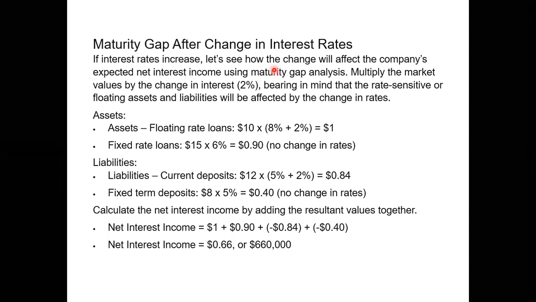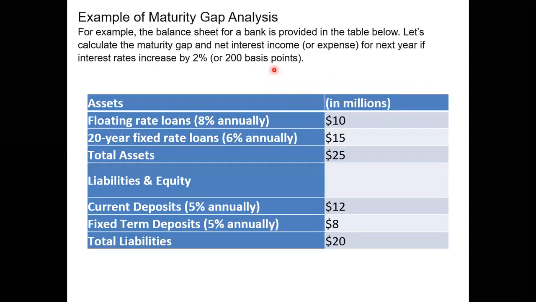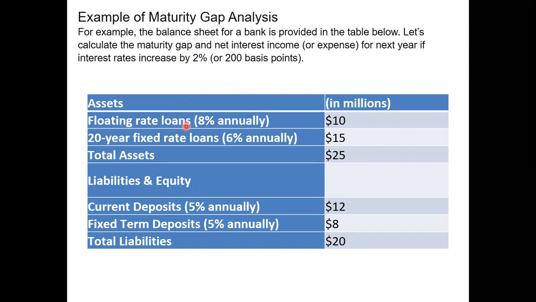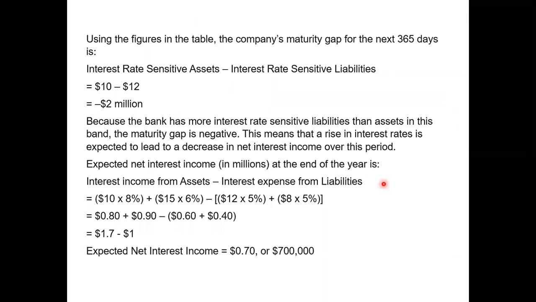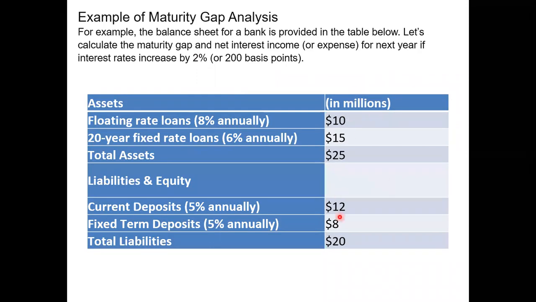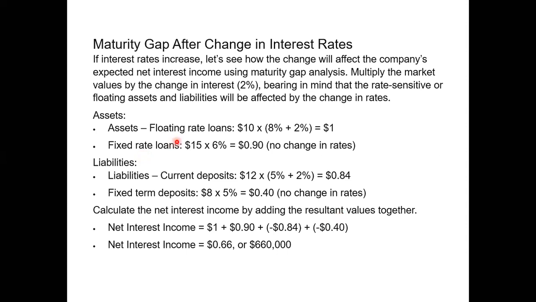So multiply the market values by the change of 2%, bearing in mind that the rate sensitive or floating assets and liabilities will be affected by the change in interest. A 2% increase in interest rate will impact only the rate sensitive assets and liabilities, not the fixed loan or fixed deposits. So it will impact this 10 million and this 12 million. Here the floating rate loan was 8% earlier, now it increases by 2% to 10%.